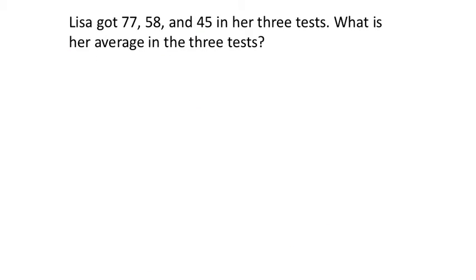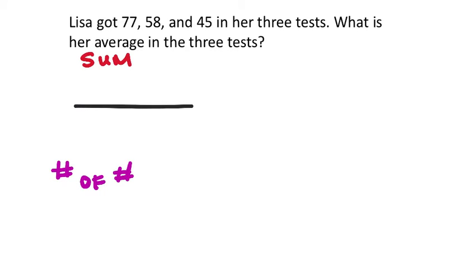Lisa got 77, 58, and 45 on her 3 tests. What is her average in the 3 tests? So average is where we're going to take, and I make it a fraction for me anyways, and for the numerator, we're going to find the sum of the values. And in the denominator, it's just the number of numbers, just because it's easy to write like this. But it's however many values you added in the sum.